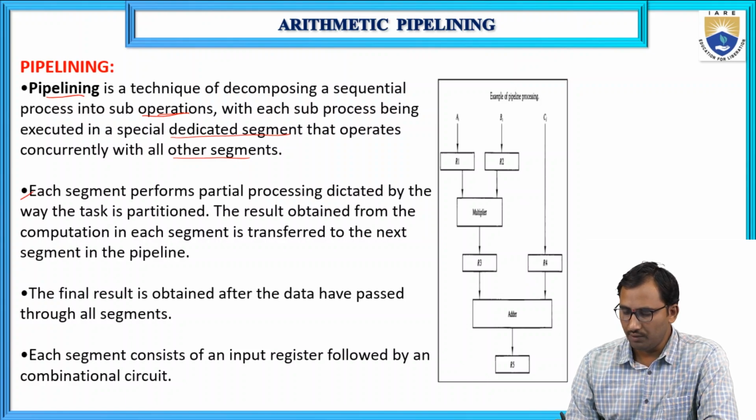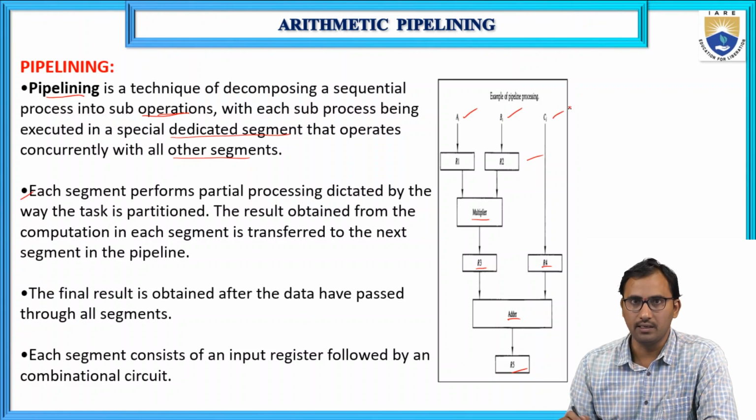Here, three stages are there. This is R1, R2, this is a multiplier, R3, R4 registers, adder, and finally R5. These are the Ai, Bi, Ci. That means these are the inputs to the registers. Each segment has inputs, followed by some combinational logic circuit.